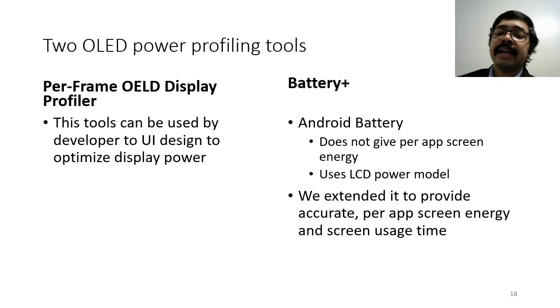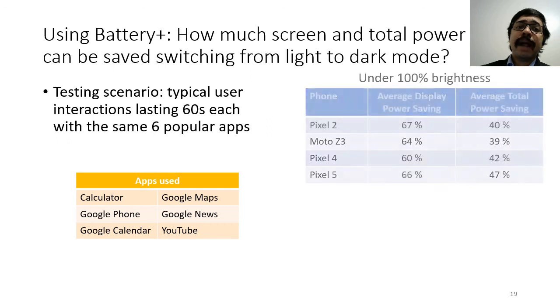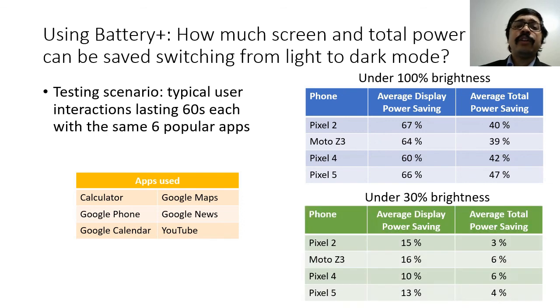Now we will answer our title question, how much battery does dark mode save? We ran typical user interaction lasting for 60 seconds for the same 6 popular apps. Using Battery Plus, we observed that switching from light to dark mode saves 60 to 67% in display power, which translates to 39 to 47% in total power savings at full brightness. Whereas for 30% brightness, we only save 10 to 16% in display power, which translates to saving 3 to 6% in total power. For further details and analysis, please refer to our paper.